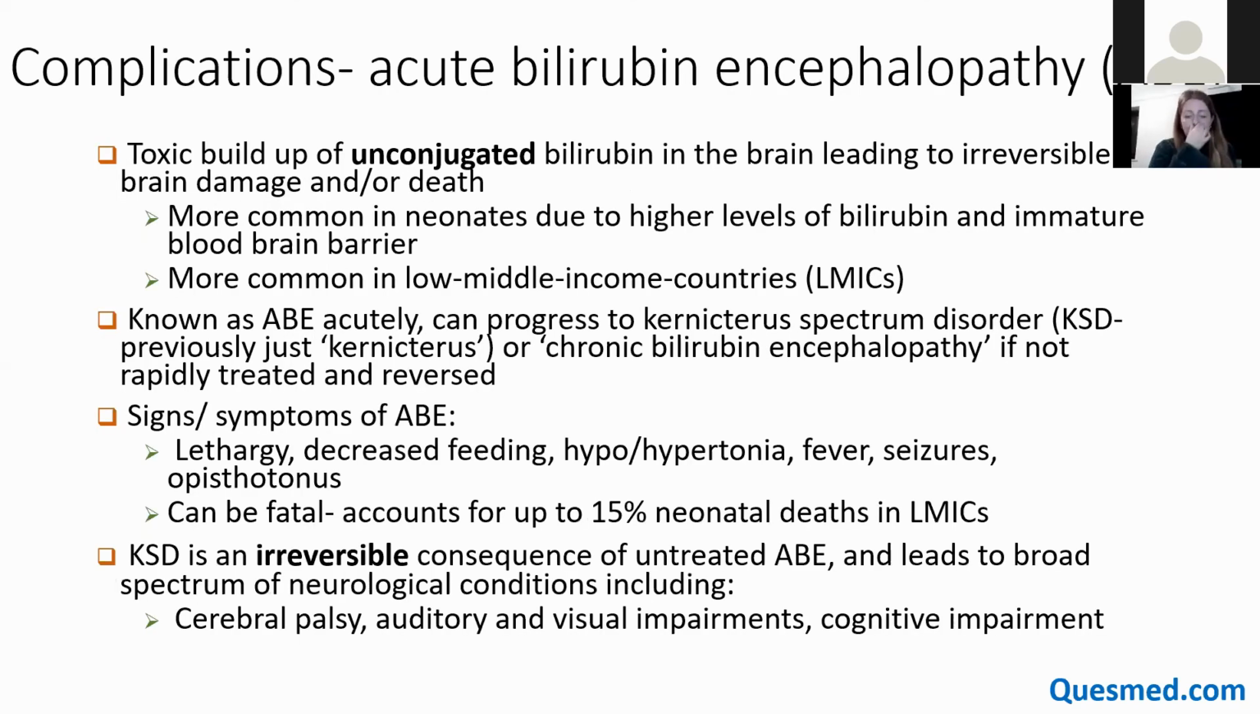So, just one final slide to talk about the complications of jaundice. So basically what we don't want to happen. All of the treatment that we give is to prevent the baby from developing acute bilirubin encephalopathy and eventually kernicterus. This is caused by a toxic buildup of unconjugated bilirubin in the brain, leading to irreversible damage and/or death. It's more common in neonates due to high levels of bilirubin and an immature blood-brain barrier, as I mentioned.